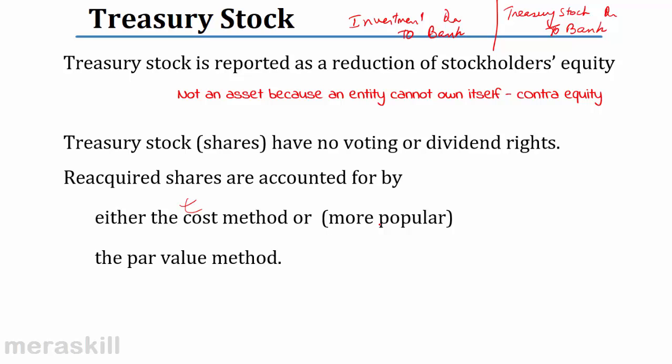It is more like a contra equity. It will be shown as a reduction from capital, from equity. Of course, these treasury shares have no voting rights, no dividend rights. What is next? Let us look at the accounting entries. Actually, there is the cost method or the par value method, but we will be discussing the cost method.